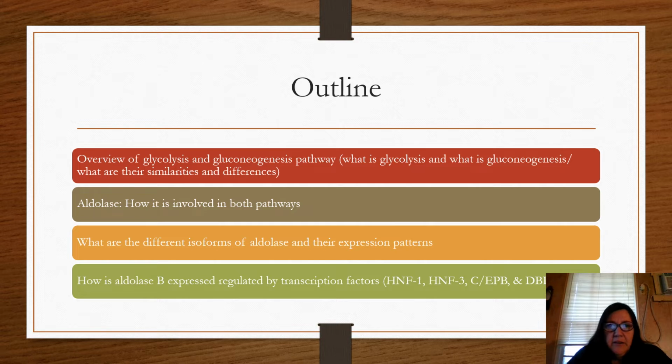Okay, the outline here shows I'm going to talk about an overview of glycolysis and gluconeogenesis pathways. I'm going to discuss what is glycolysis and what is gluconeogenesis. What are their similarities? What are their differences? I'm going to discuss aldolase and how it's involved in both pathways. I'm going to discuss the different isoforms of aldolase and their expression patterns, and how aldolase B is regulated by transcription factors. So that is my outline, so we'll get started.